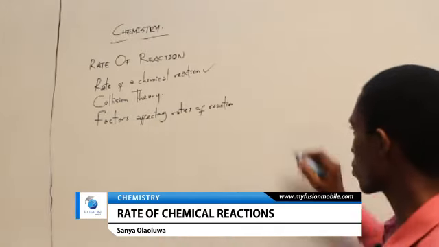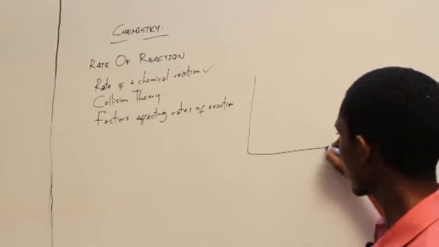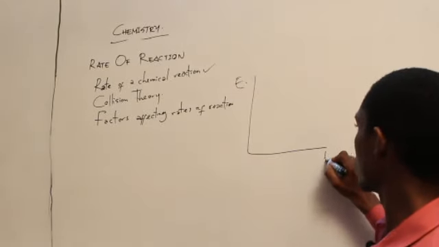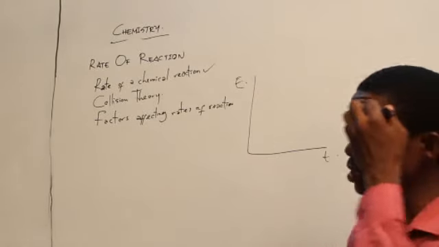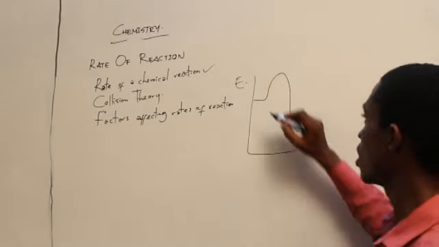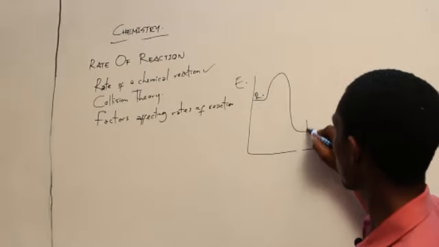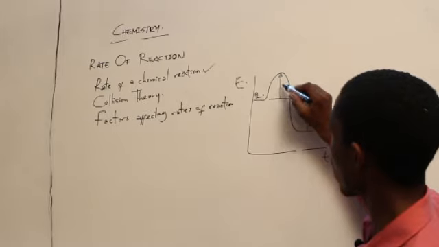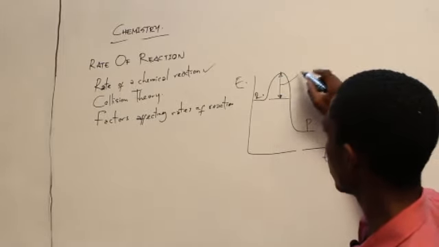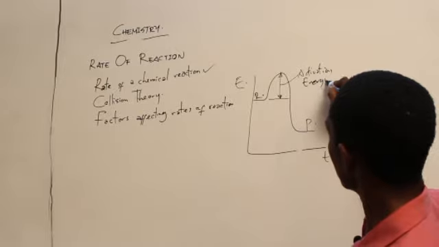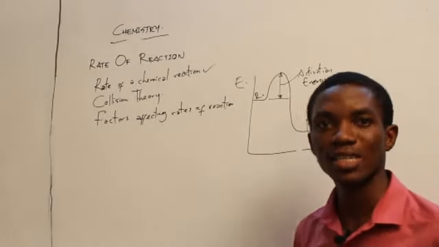So, in a particular system, this shows the energy, and this is the time. Now, in exothermic reactions, we have something like this and this. Our reactants are here, and our products are here. Between them, we have what we identify as our activation energy. The activation energy is the barrier that needs to be overcome.